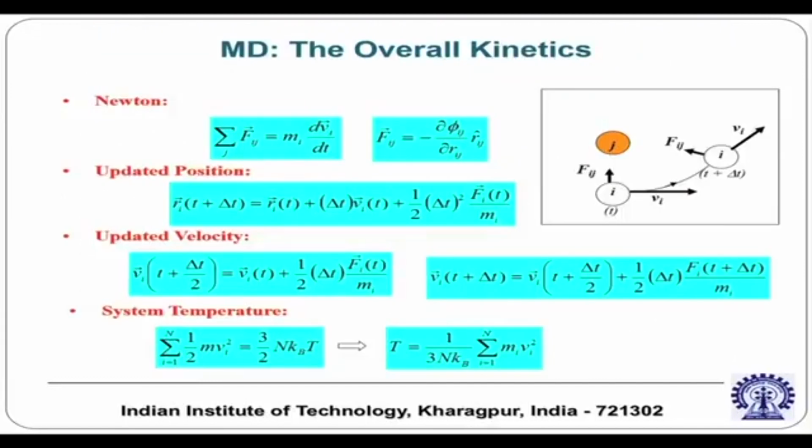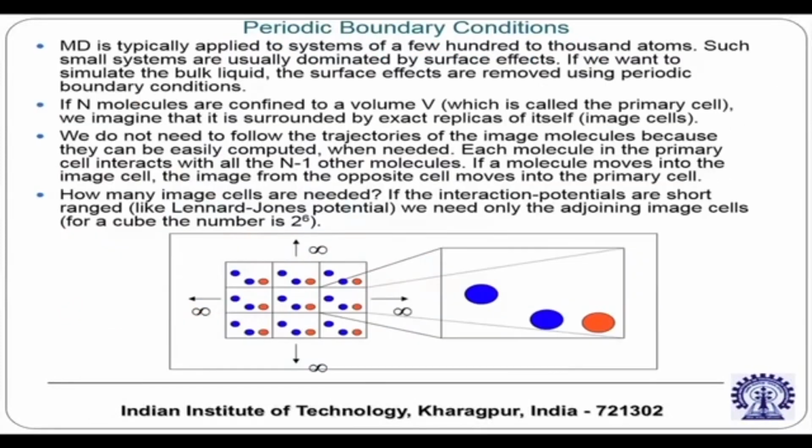So overall kinetics, you start with the force field, which is negative of the potential field, you can update the position and velocity by using the force field, and you can get the system temperature by relating half mv square is equal to 3/2 n kBT. So it is half kBT for each degree of freedom, so you will get a total of 3/2 n kBT.